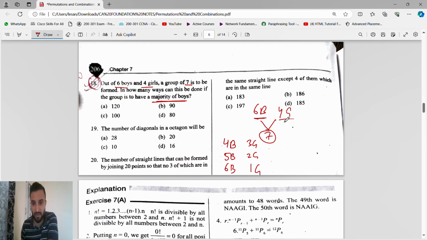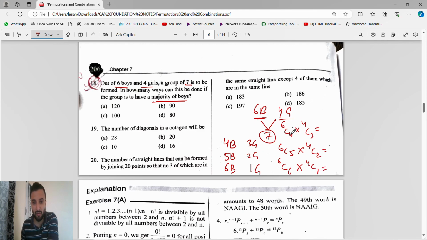The first condition is from 6 boys we are selecting 4 boys, and from 4 girls we are selecting 3 girls. Then from 6 boys we are selecting 5 boys, and from 4 girls we are selecting 2 girls. Then from 6 boys we are selecting 6 boys, and from 4 girls we are selecting 1 girl.